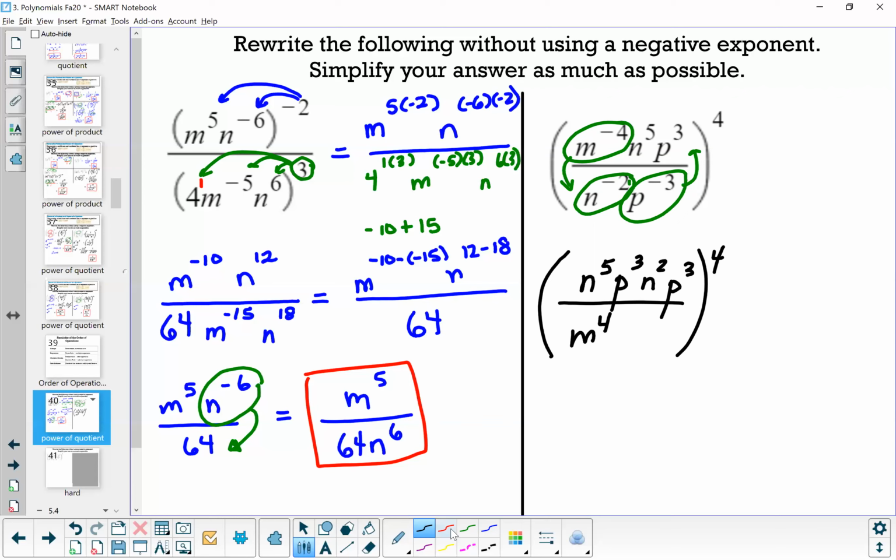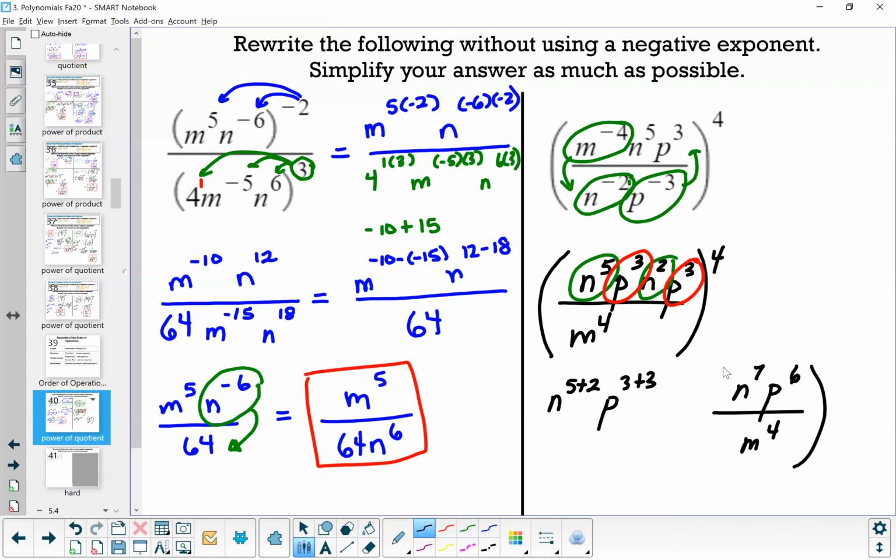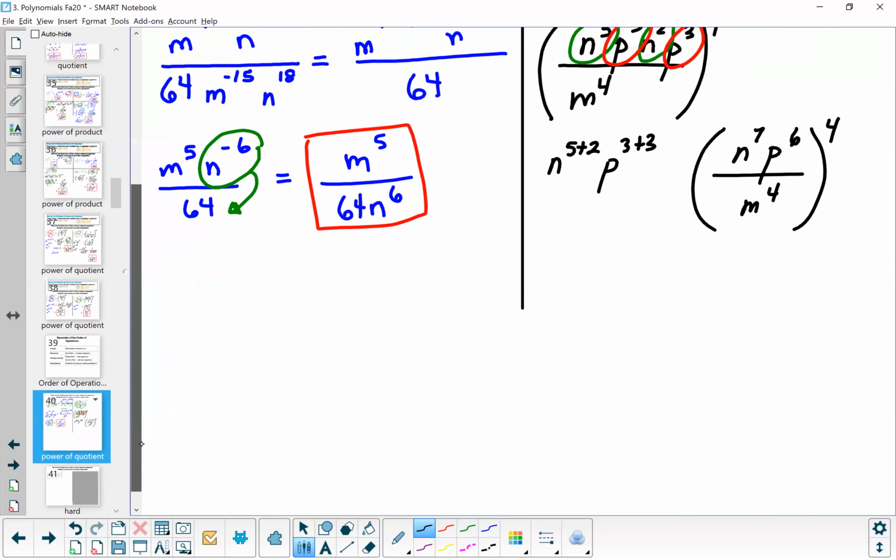And now from here, I actually have in the numerator a product of n to the fifth and n squared, which means we add the exponents, n to the fifth plus 2, and then the same thing for p cubed and p cubed, you add the exponents. So our numerator is n to the 7th, p to the 6th, and the denominator, we still have m to the 4th. And all of that is being raised to the 4th power. If you did it differently, that's okay, but let's see if we got the same answer.